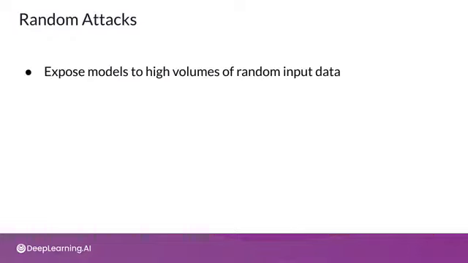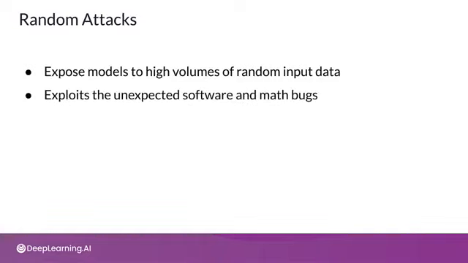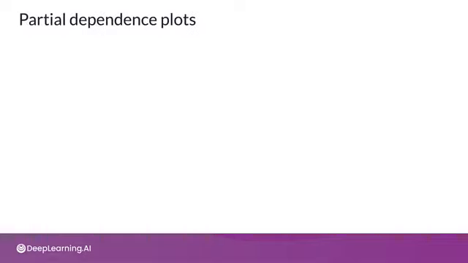Let's discuss some of the most common approaches for doing sensitivity analysis. In random attacks, you generate lots of random input data and test the model's outputs. Random attacks can reveal all kinds of unexpected software and math bugs. If you don't know where to begin debugging an ML system, a random attack is a great place to get started. Another approach is to use a partial dependence plot.